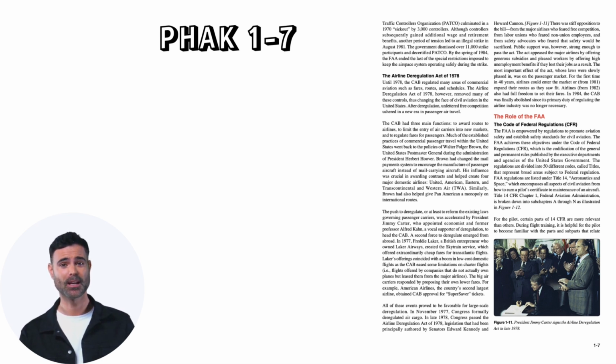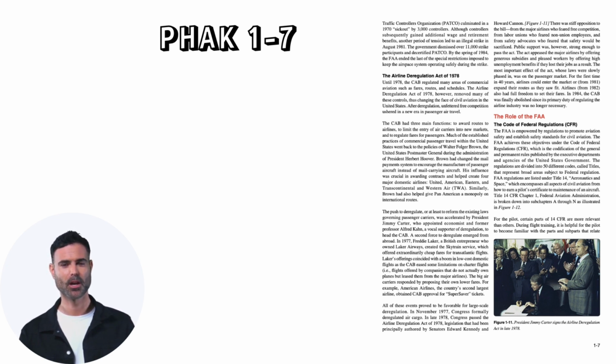The role of the FAA. The Code of Federal Regulations, CFR. The FAA is empowered by regulations to promote aviation safety and establish safety standards for civil aviation. The FAA achieves these objectives under the Code of Federal Regulations, CFR, which is the codification of the general and permanent rules published by the executive departments and agencies of the United States government.